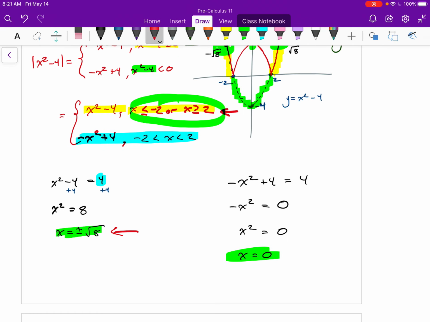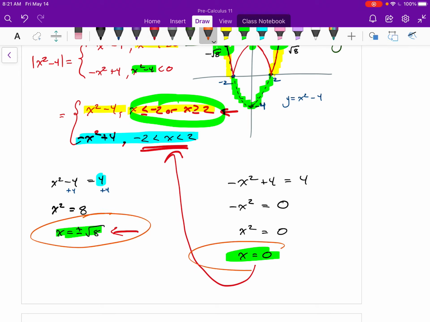And again, double check. I got an answer of x equals 0. Does that fit that restriction right there? Yep, because I only pay attention to this piece when x is between negative 2 and 2, and 0 is most definitely in between negative 2 and 2. So now I've algebraically solved this equation. There are three solutions: plus or minus root 8 and 0.